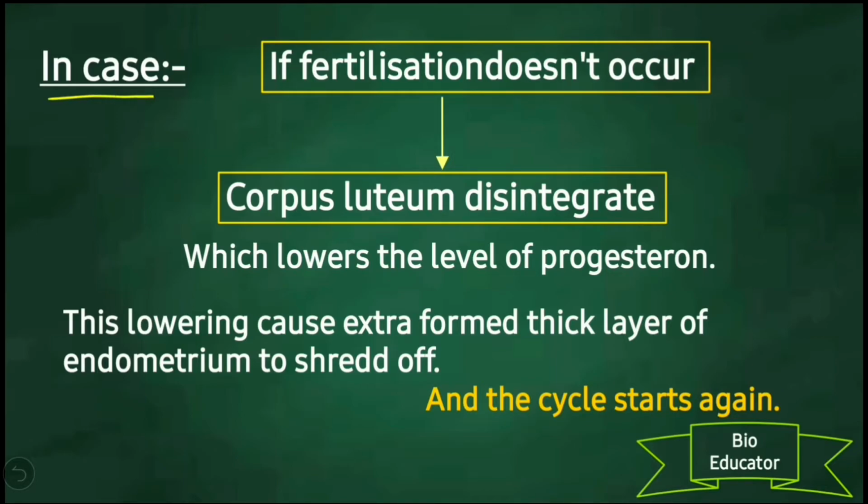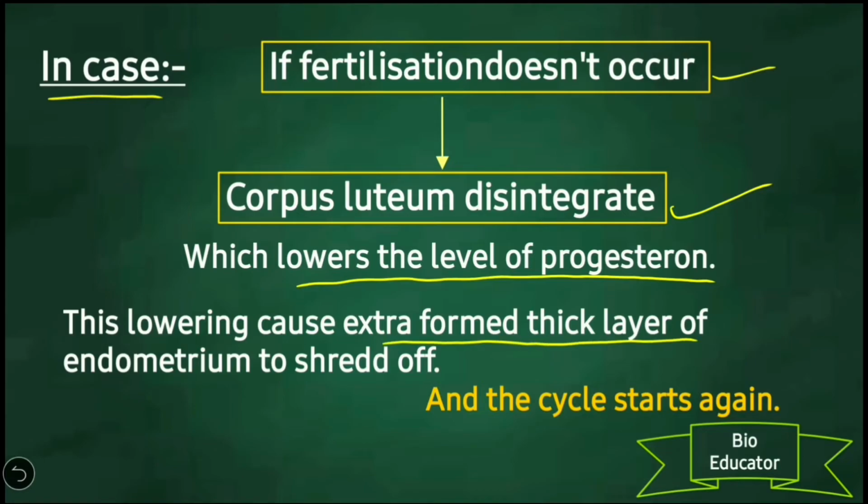In case fertilization doesn't occur, the formed corpus luteum disintegrates, which ultimately lowers the level of progesterone hormone. This lowering causes the extra formed thick layer of the endometrium wall to shred off. After shredding, the cycle starts again.